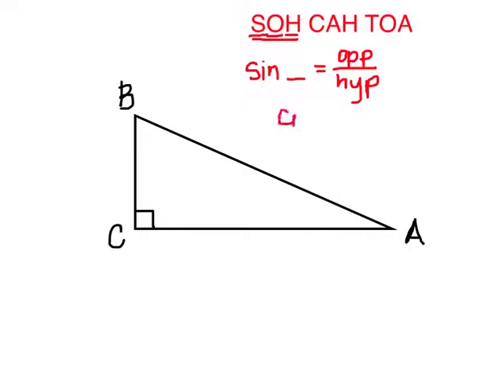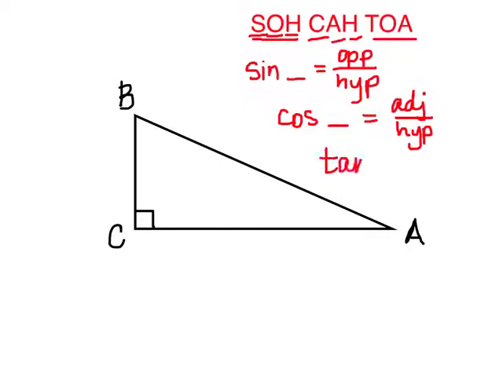Then the next one is cosine of the angle equals adjacent over hypotenuse. Cosine is adjacent over hypotenuse. Then the next part, TOA, stands for tan of an angle equals opposite over adjacent. So tan is opposite over adjacent.